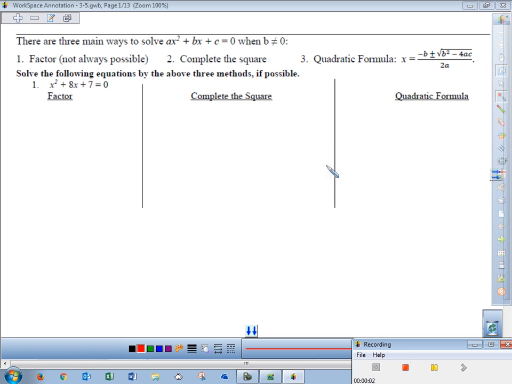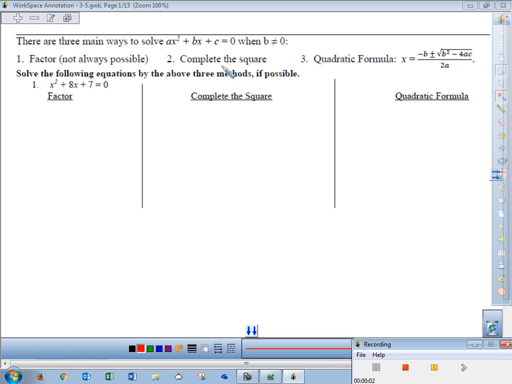Alright, this is 3.5 in Advanced Algebra 2, solving quadratic equations. Today there's three different ways to solve quadratic equations. You could factor, which honestly you can't always do. You can't always find two numbers that multiply together to be blah and add together to be meh.